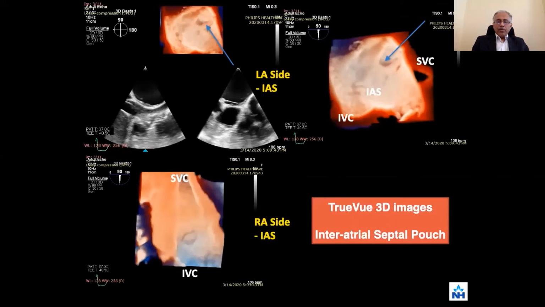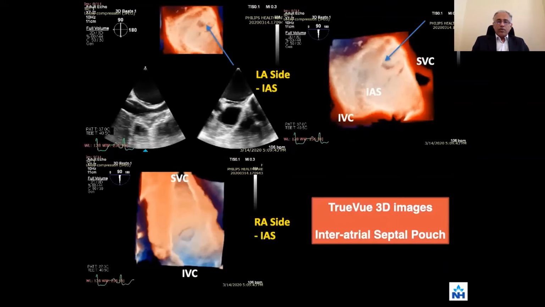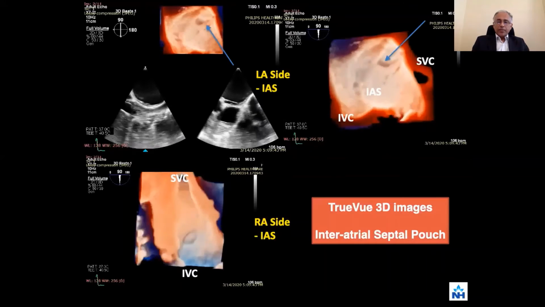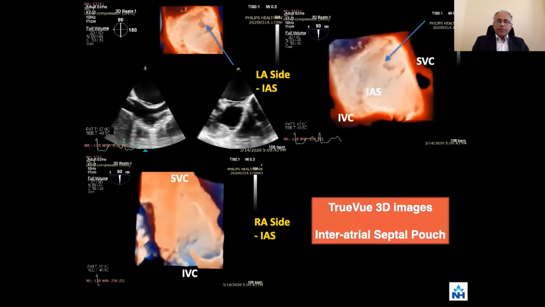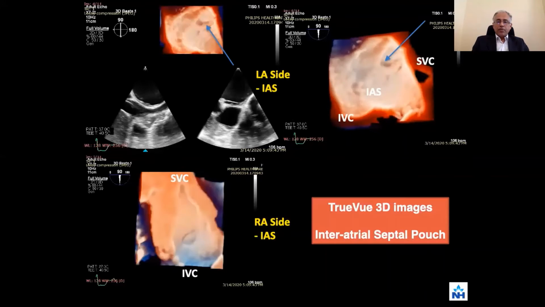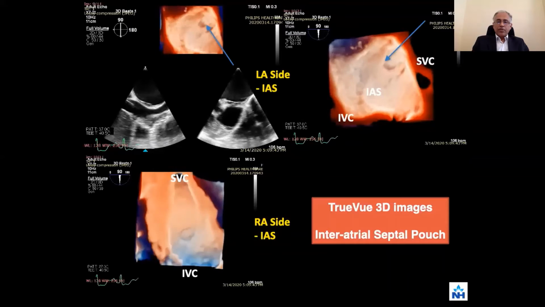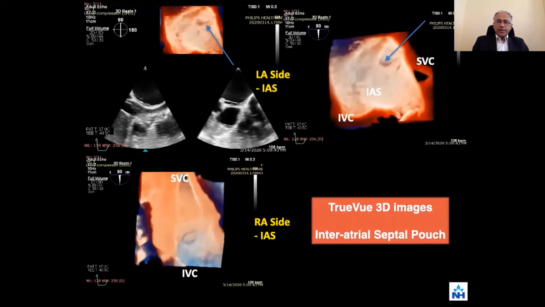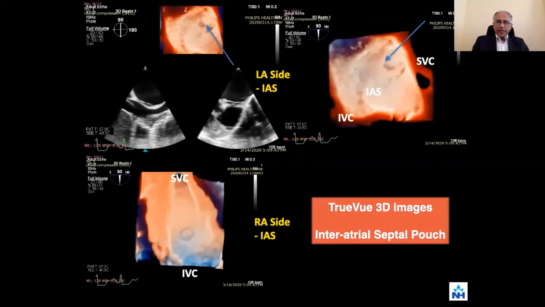And you have these three images. So the one on the top is the left atrium, and that is the interatrial septum seen from the left atrial side. You can see that pouch looking very distinctly, and the images below are the 2D images. That is how it looks on TE, and that's how it looks on 2D. But when you see it on 3D, that is how you see it on the left atrial side.